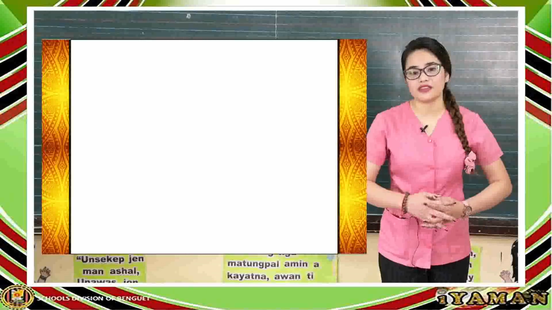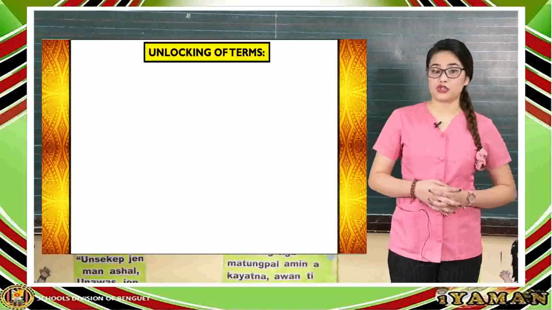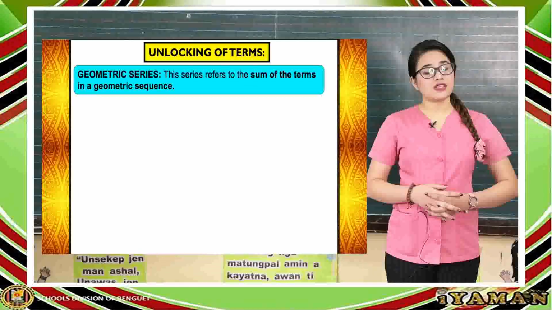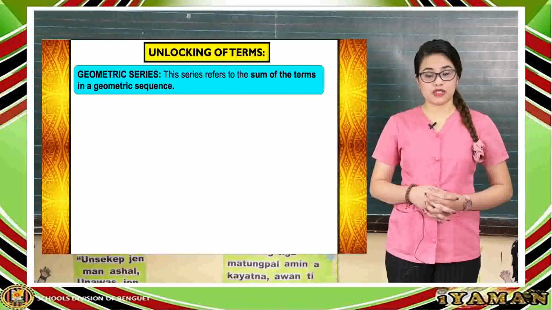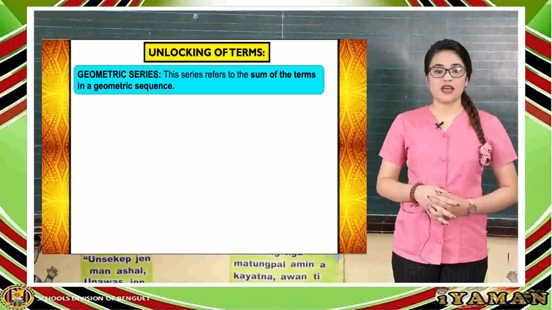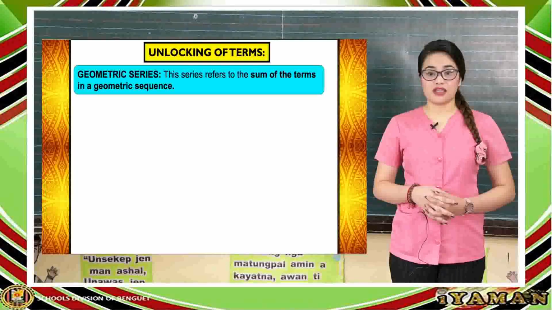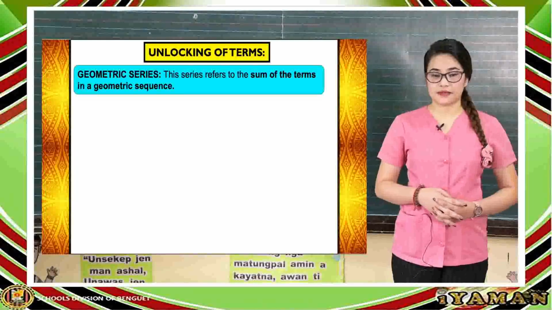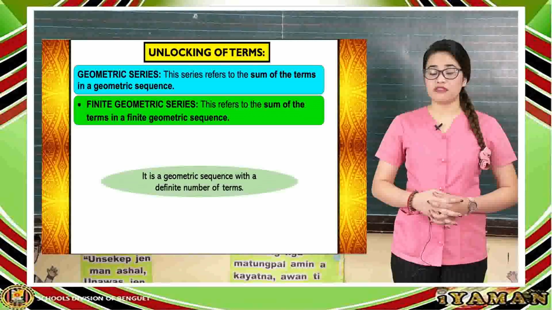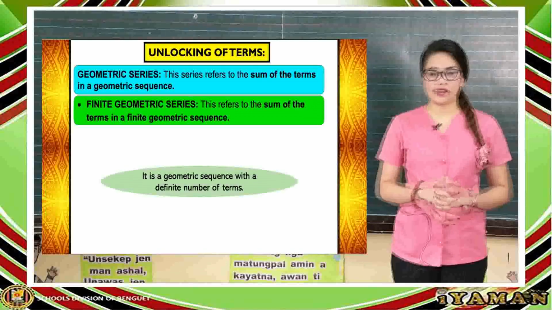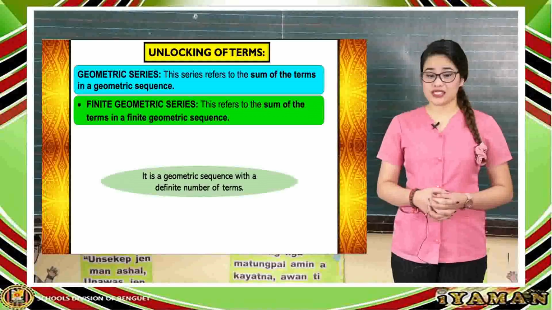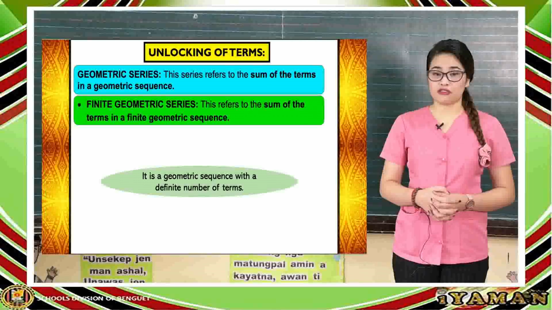Moving on, let's define the terms that we will be using in this module. Let's start with geometric series. Geometric series refer to the sum of the terms in a geometric sequence. It has two types, the finite geometric series and the infinite geometric series. Finite geometric series refers to the sum of the terms in a finite geometric sequence. And what is a finite sequence again? It is a geometric sequence with a definite number of terms.